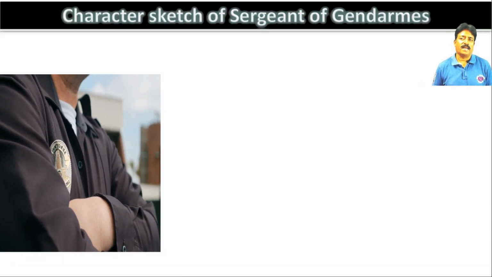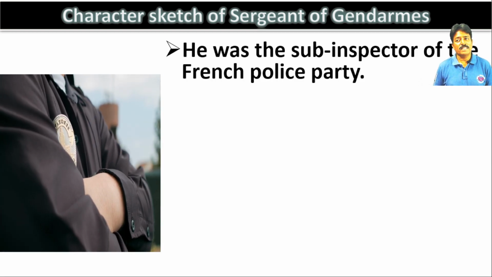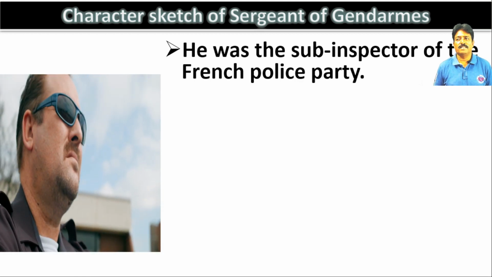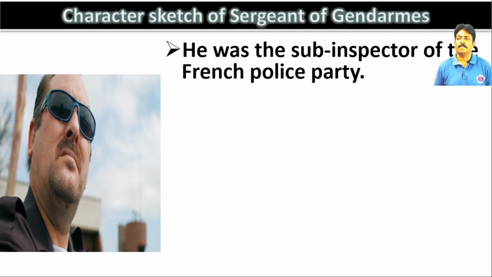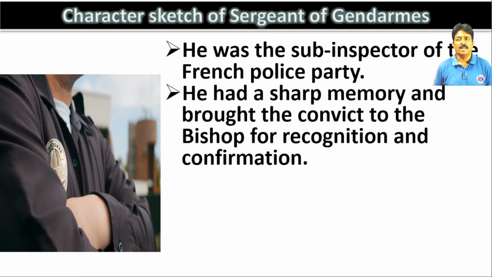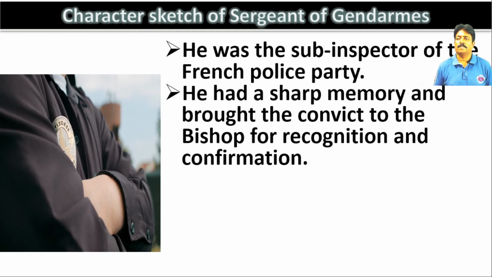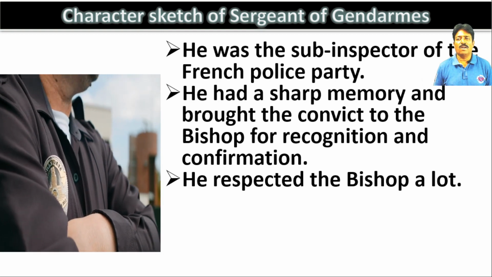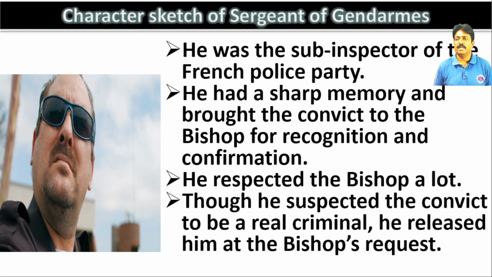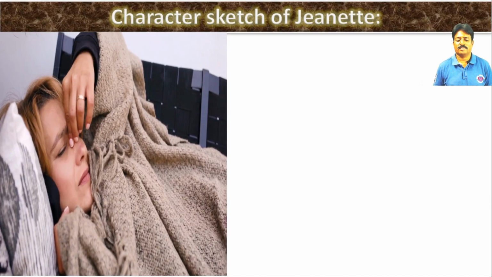Now let's come to another character. It is the sergeant of gendarmerie. He was a sub-inspector of the French police party that caught the convict in the middle of the night when he was sleeping suspiciously. He had a sharp memory as he recognized the bishop's candlesticks and brought him to the bishop for recognition and confirmation. He respected the bishop a lot, though he suspected the convict to be a real criminal. He released him at the bishop's request.